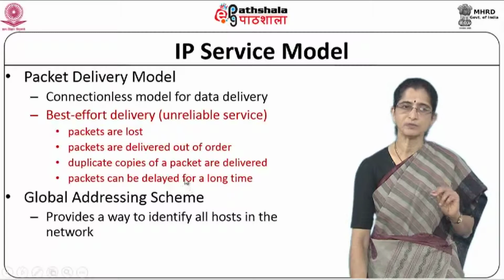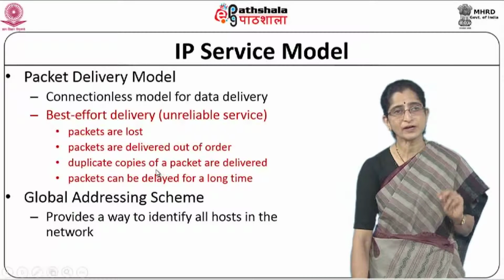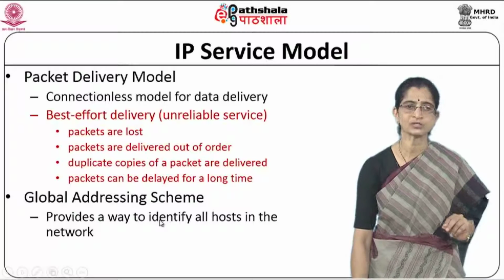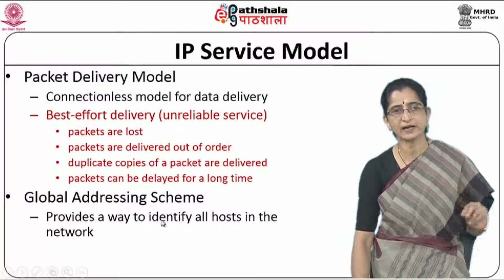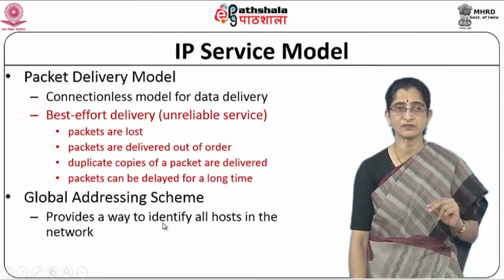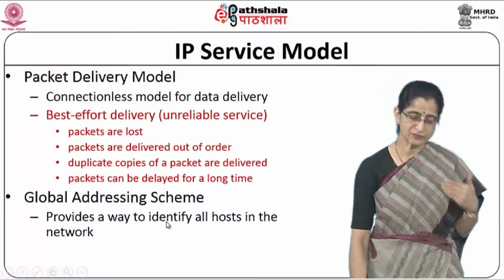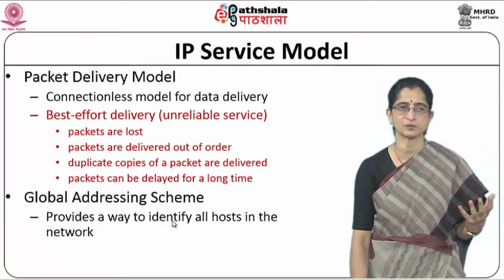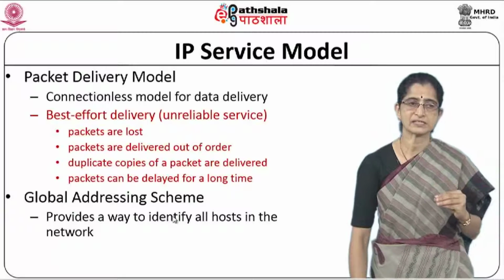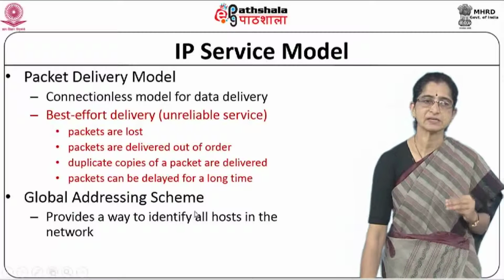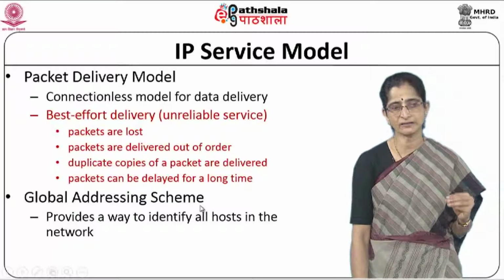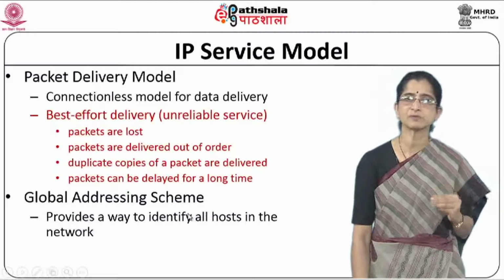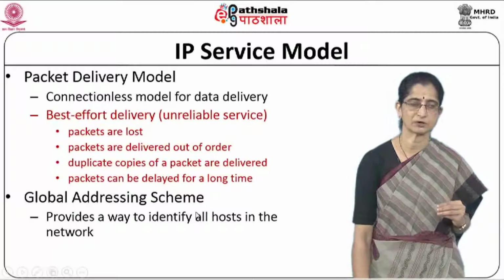And one of the important aspects of the IP service model is that it provides us a global addressing scheme so that you can identify all hosts in any network in the entire inter-networked world. Okay, in the complete network, we have different networks and we have different routers connecting up these networks. We have different hosts on each of these networks. What IP provides us as part of its addressing scheme is a global addressing scheme where you can identify a network and a host within a network. Okay. So, this addressing scheme is a very important aspect of the IP service model.